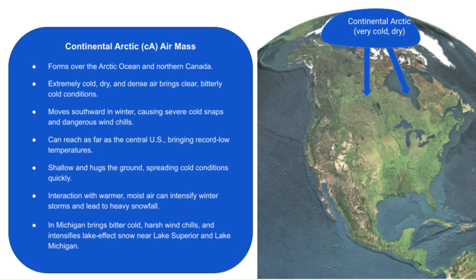Arctic air masses are typically shallow and hug the ground as they spread, bringing frigid conditions as far south as the central United States. When these air masses interact with warmer, moist air, they can intensify winter storms and contribute to heavy snowfalls. When the continental Arctic air mass pushes down into Michigan, it causes bitterly cold temperatures and wind chills, and can intensify lake effect snow, especially near Lake Superior and Lake Michigan.